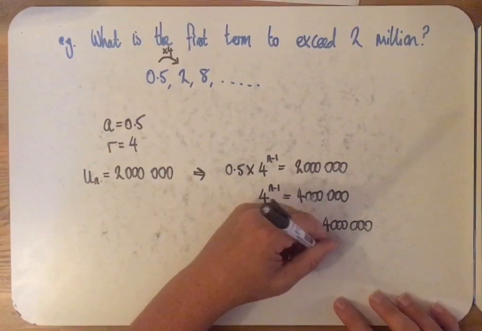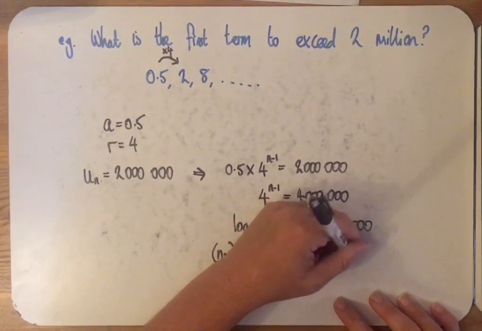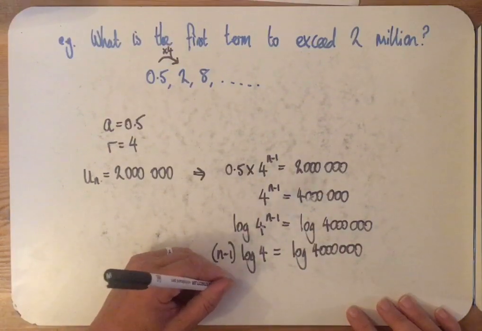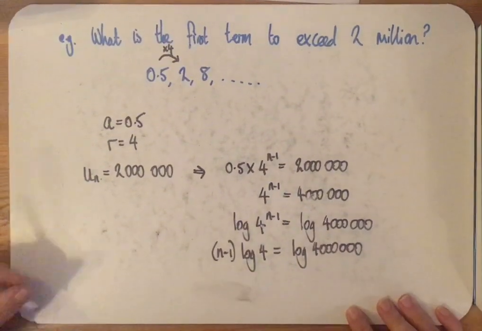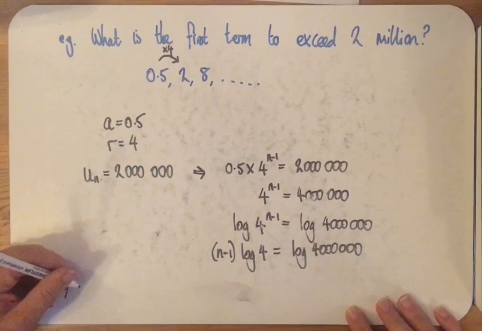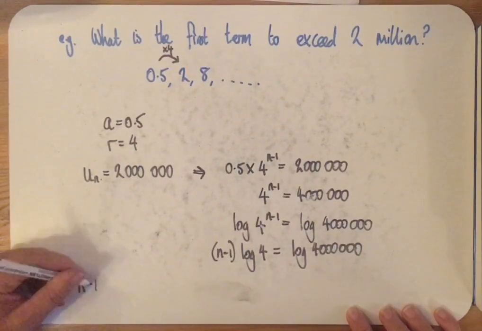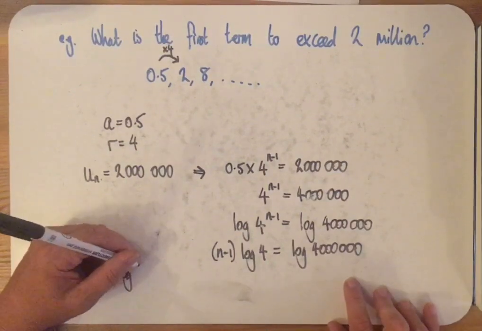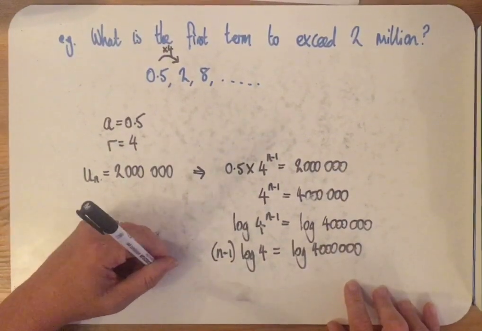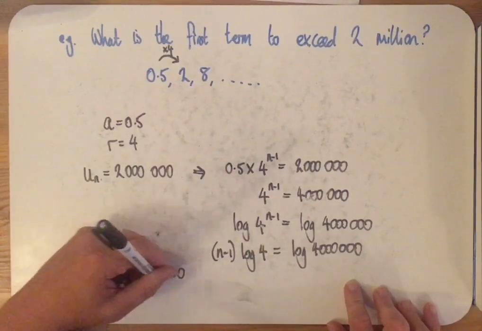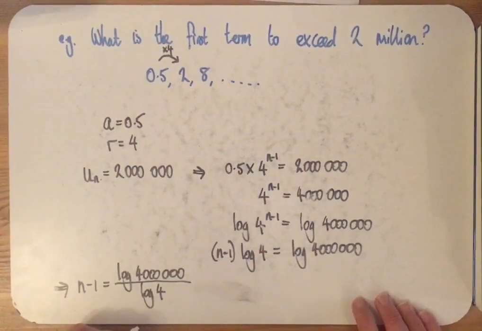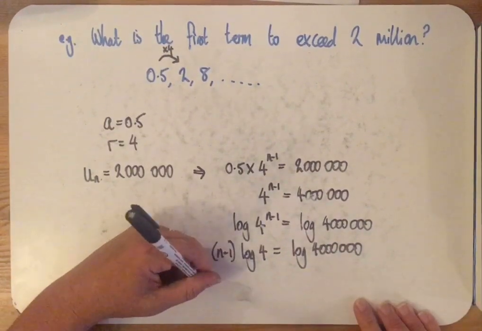And then n minus 1. Actually, let me scoot that over to there, so I've got room. So then n minus 1 is equal to log of 4 million, which sounds horrendous, but it's not really because we're dealing with powers, over log 4. Put that into your calculator and you get 10.97.